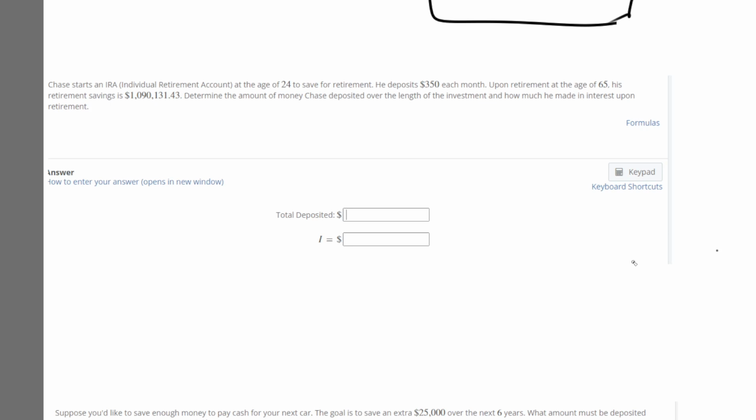Chase starts an IRA, individual retirement account, at the age of 24 to save for retirement. He deposits $350 each month. Upon retirement at the age of 65, his retirement savings is $1,090,131.43. We want to determine the amount of money Chase deposited over the length of the investment and how much he made in interest upon retirement. So, this one is kind of trying to trick you a little bit.